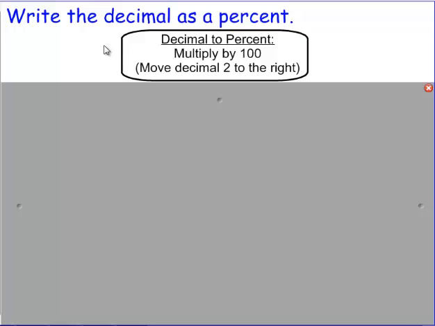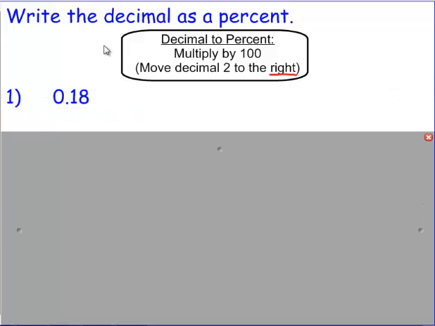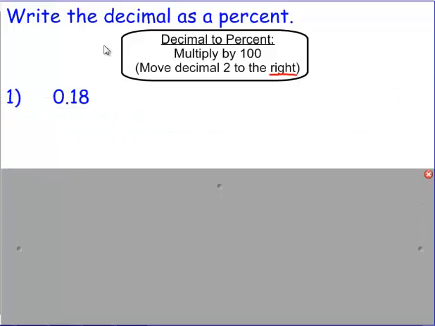Now, it would be important that you're getting that down, that it's to the right, because obviously when we go the other way, it'll be to the left. Want to make sure your answers make sense. And so think about that with an example like this. Using your background knowledge, you know how to read that. How do you read that decimal number? That's 18 hundredths, right? That's 18 out of 100.